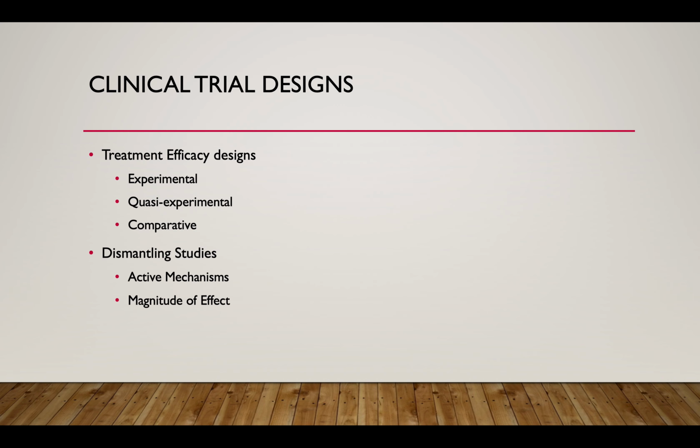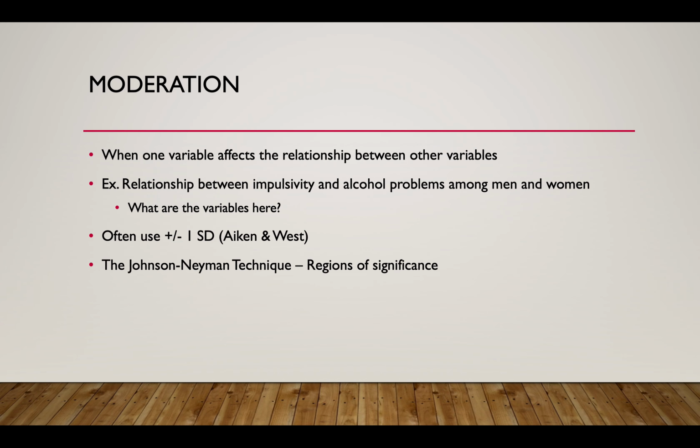Most clinical trials are a combination of these two things. All right, so let's talk a little bit about moderation as just a review. Moderation, of course, is when one variable affects the relationship between two other variables. For example, when sex affects the relationship between impulsivity and alcohol problems amongst men and women.